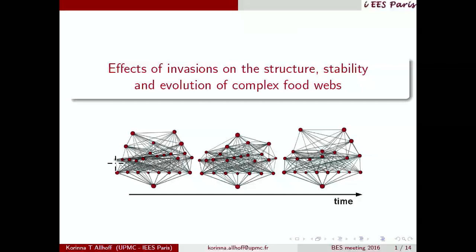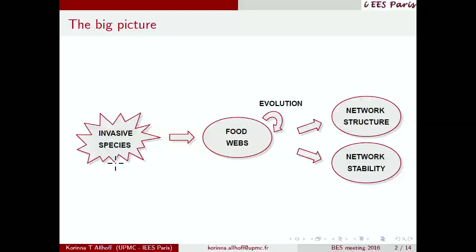So if we look at food webs, like abstract food webs, with some kind of evolutionary feedback loop, and these food webs are subject to increasing rates of invasive species, what does that mean for network structure and network stability on long timescales? So my talk is going to have two parts. The first part is about evolution of food webs, and only in the second part I will talk about invasive species.